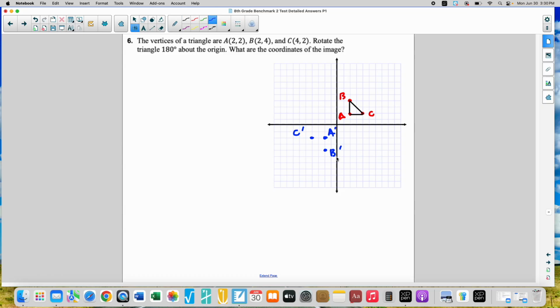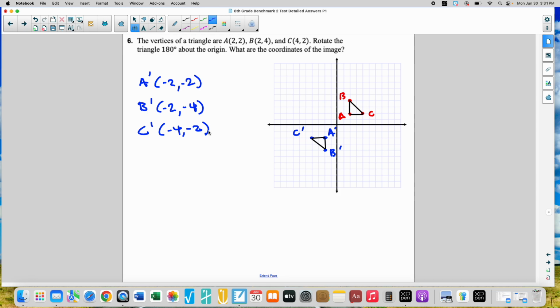Okay, so there it would be rotated. If we took this and went to the origin and then out, it should get 180 degrees, which it does in this case. So we want each of those points to be a 180 degree rotation. And what are the coordinates of the image? Well, A prime is going to be (-2, -2). B prime is going to be (-2, -4). And C prime is going to be (-4, -2).